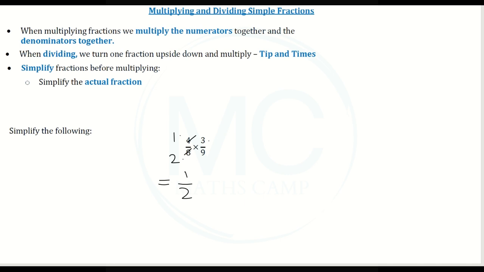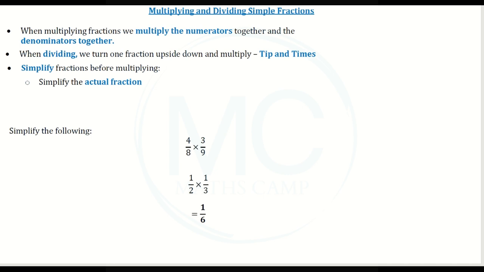3 and 9 are both divisible by 3. 3 divided by 3 is 1. 9 divided by 3 is 3. So we get 1 over 2 multiplied by 1 over 3. Now we can multiply. 1 multiplied by 1 is 1. And 2 multiplied by 3 is 6. So we get an answer of 1 over 6.